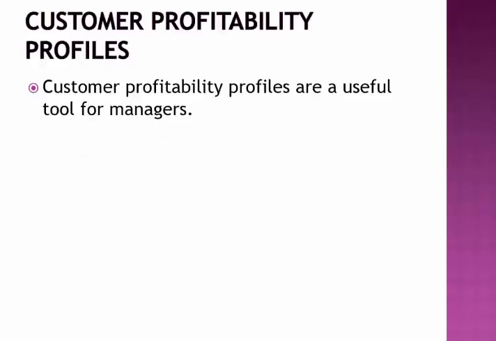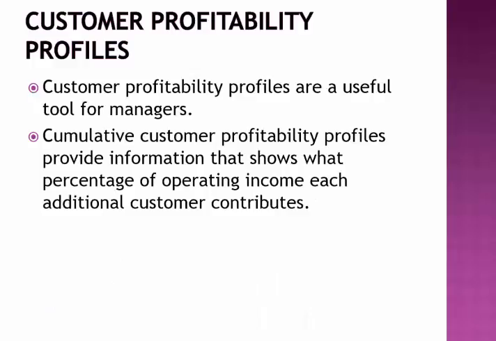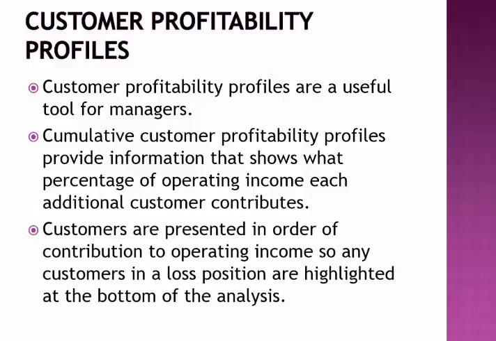Let's now take a look at how we can analyze this information by breaking it into a profitability profile and looking at the percentage of operating income as a total of revenues on a per customer basis. Customers are presented in order of contribution to operating income, so that any customers in a loss position are highlighted at the bottom of the analysis.